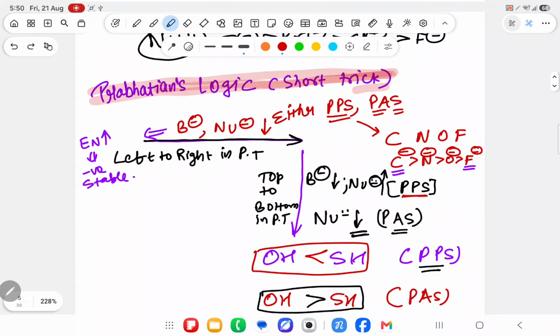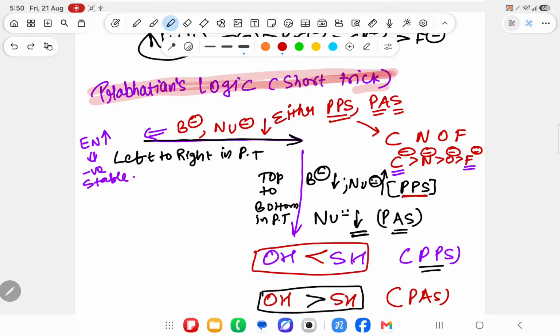Now, I hope polar protic solvent, polar aprotic solvent, and nucleophilicity have been understood by everyone. No confusion, without any doubt. Understood everyone? Yes, sir, understood.